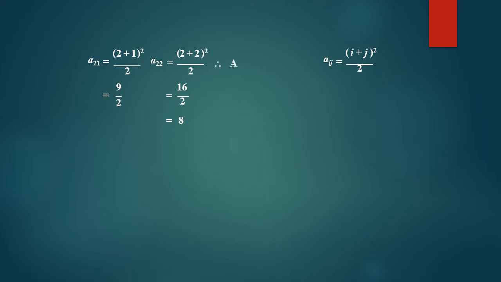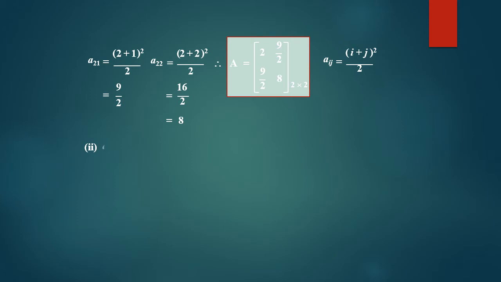Finally, we need to substitute all the 4 elements in the matrix A. So the first element is 2, second element is 9 by 2, third element is 9 by 2 and fourth element is 8. So this is how we construct a 2 cross 2 matrix whose indicated term is Aij equal to (i plus j) whole square divided by 2. Next, we will consider the second sub question.